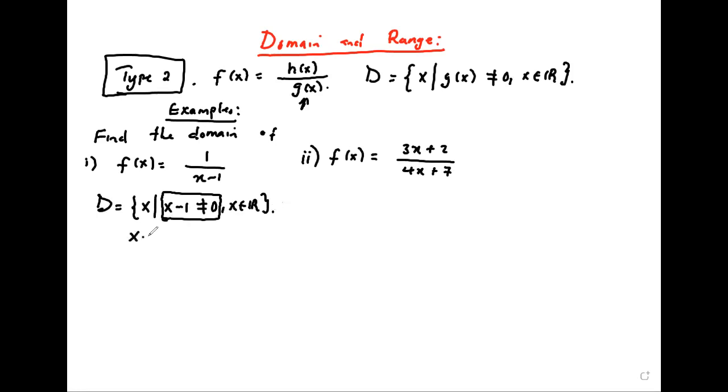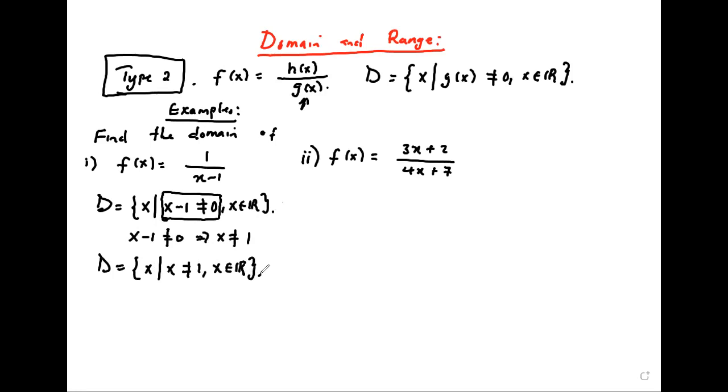So you say, but x minus 1 can be 0. At which point? At x is equal to 1. So then you come and cancel here. So you say your domain is x such that x is not equal to 1, but x is any other real number. That's all. That's what we mean by type 1.